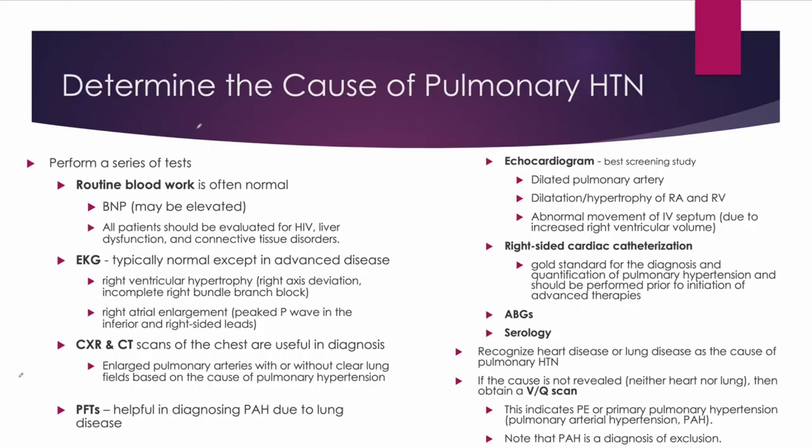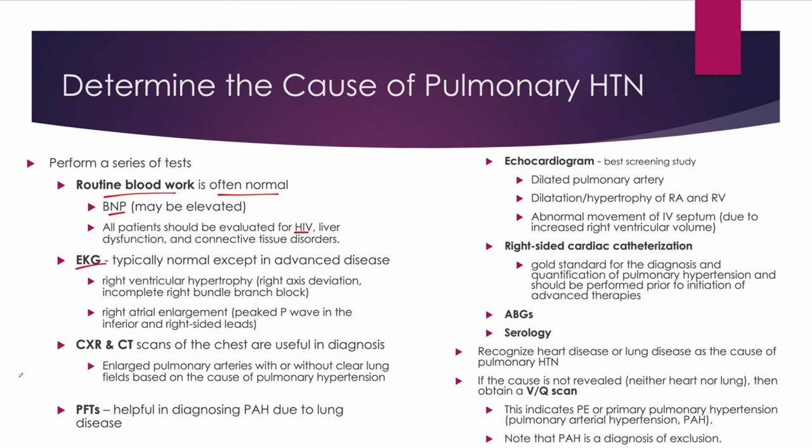One of the main things we need to do is to determine the cause of pulmonary hypertension. I just showed you five huge groups of things that can cause it. Most of the time, the clinical picture and the comorbidities will point you in the right direction. But if you have to figure out what's causing it, for instance, if it's a younger female that has PAH, you have to rule out everything else to be able to diagnose that as PAH. So you get routine blood work, although it's often normal. You can get a BNP looking for heart failure, like left heart failure, CHF. It should also be evaluated for HIV, liver dysfunction, connective tissue disorders. You get EKGs. Usually they're normal.